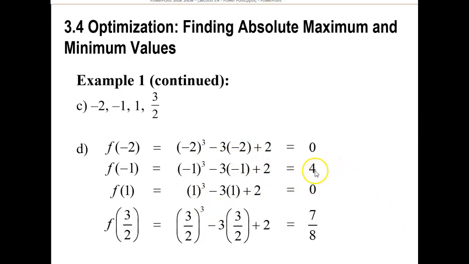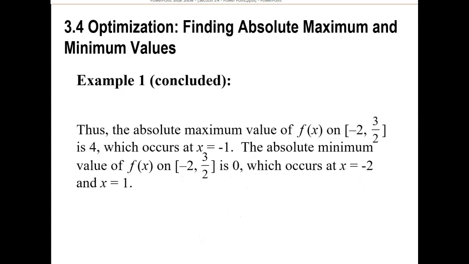All right, so it looks like my largest value here is 4. So that would be my absolute max. That occurs when x is negative 1. And my lowest value is 0, and it occurs at 2 different x values. So 0 occurs at both negative 2 and positive 1. So the absolute max of the function on this interval is 4, which occurs at x equals negative 1. And the absolute minimum on that interval was 0, which occurs at both negative 2 and positive 1. So the actual max or min value is the output that you get from plugging into the function, and it occurs at whatever x you had plugged in to get that.